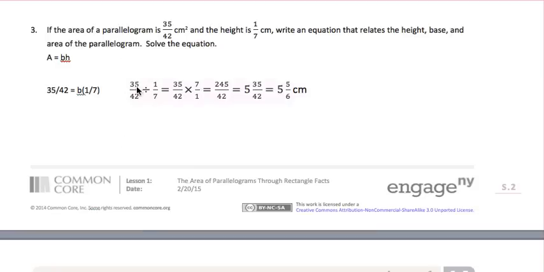So then if we are dividing 35/42 by 1/7, remember to divide fractions, you need to flip the second fraction and multiply. That gave us 245/42. I converted it back to a mixed number and then simplified the fraction part by dividing by 7 on both the numerator and denominator, and got 5 5/6 centimeters.